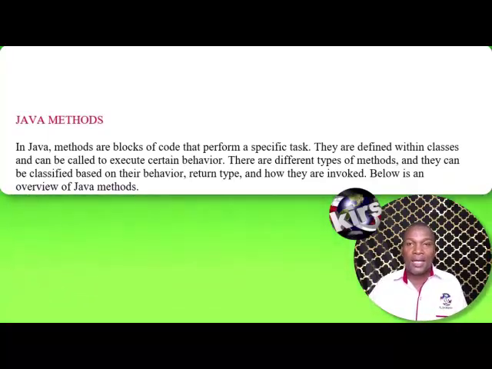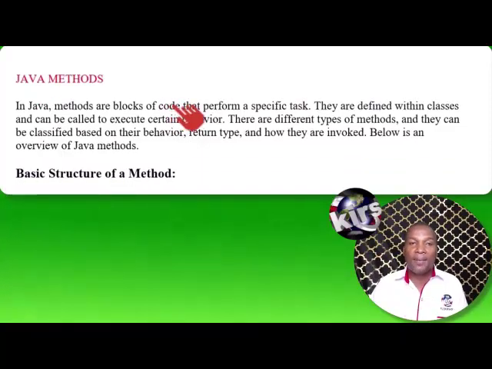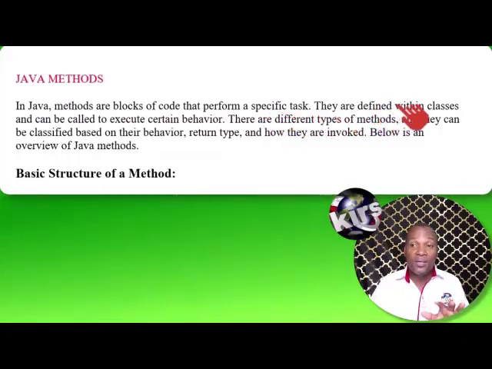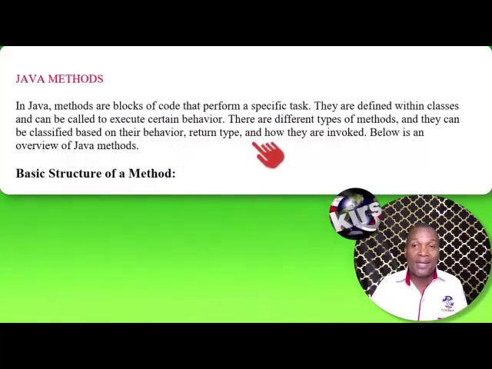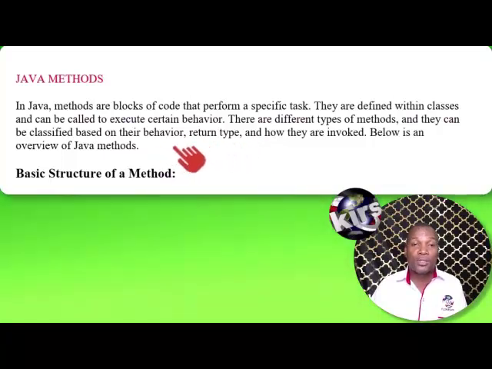I would start by saying that in Java, methods are blocks of code that perform a specific task. They are defined within classes and can be called to execute certain behavior. There are different types of methods, and they can be classified based on their behavior, return type, and how they are invoked. Below, we shall look at a number of these methods.